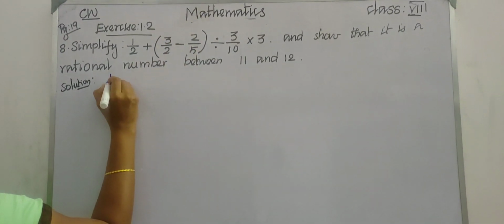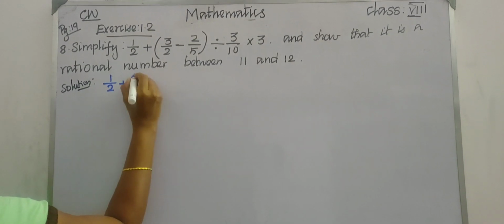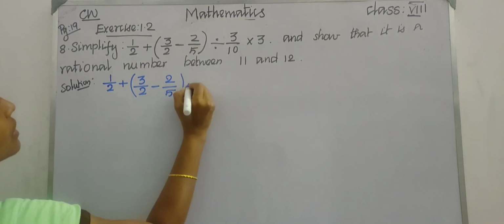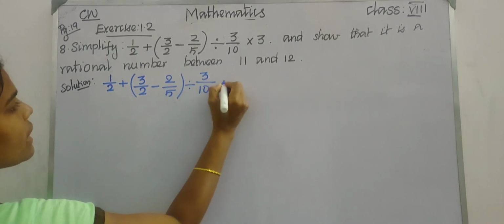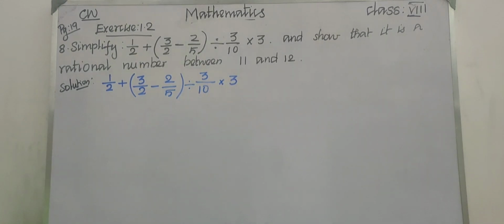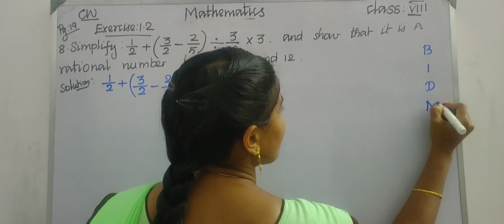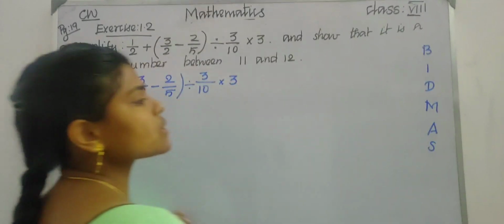So what is that? 1 upon 2 plus 3 upon 2 minus 2 upon 5 divided by 3 upon 10 into 3. So we are going to use the basic operations, right? If you are simplifying by using the basic operations, what rule will we use? We have learnt a rule in the smaller classes, right? That rule is called BIDMAS. B-I-D-M-A-S. So it is called BIDMAS.